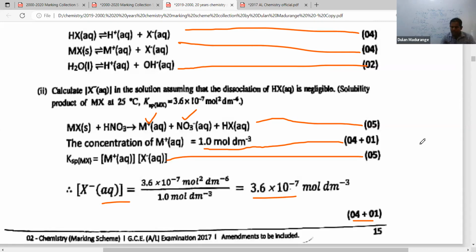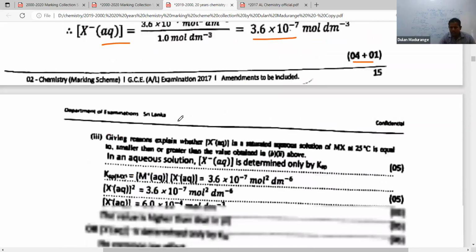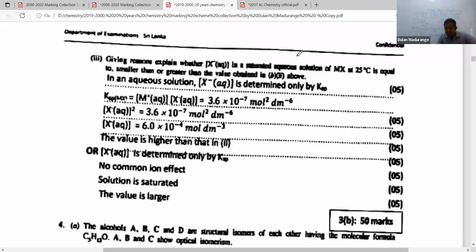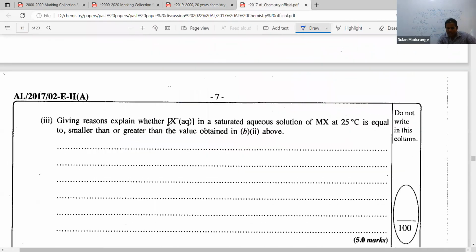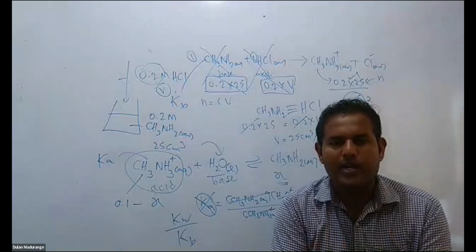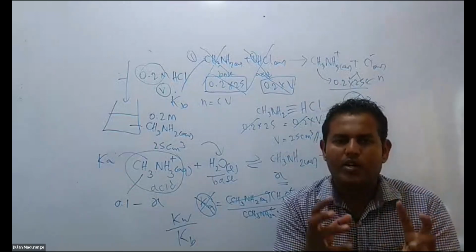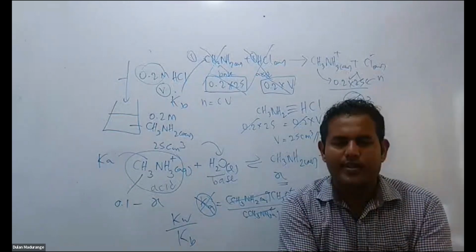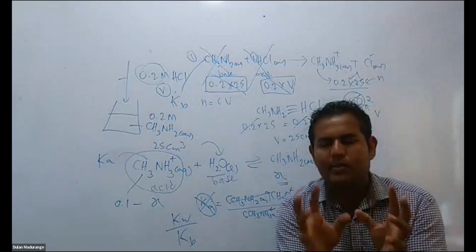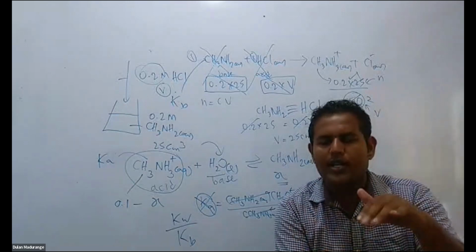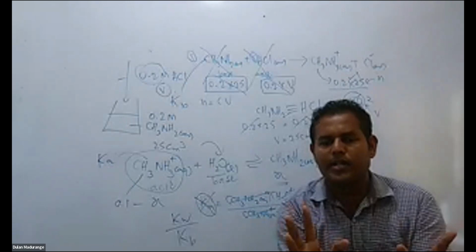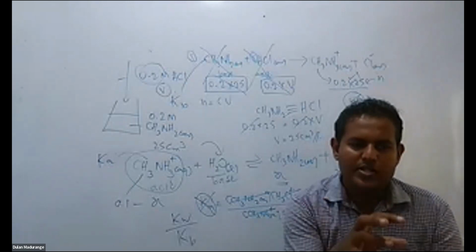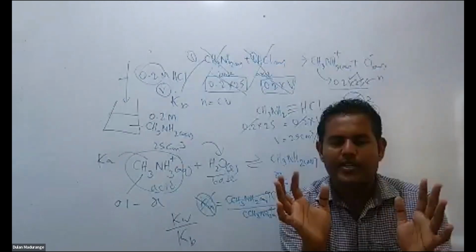Okay, so then the rest, giving reasons: explain whether X minus in a saturated aqueous solution of MX is equal, smaller or greater than the value obtained in 2. Saturated solution, the solution remains saturated, and the maximum content of ions are dissolved. If you add more, that will start the precipitation. That is a saturated solution. Again, saturated solution, again maximum content of ions dissolved.